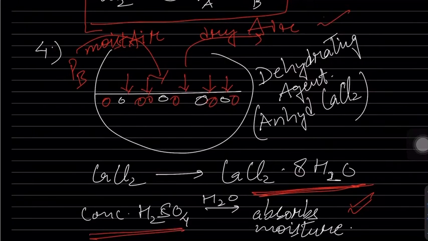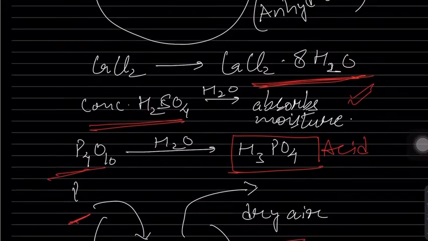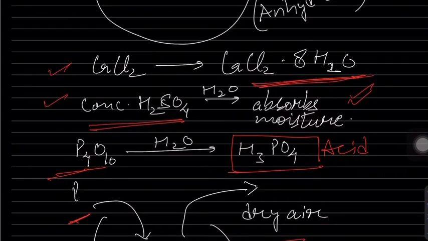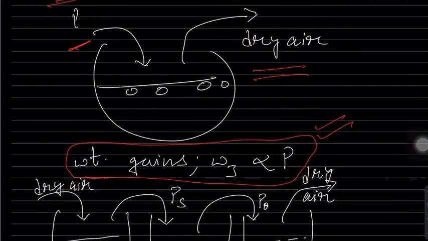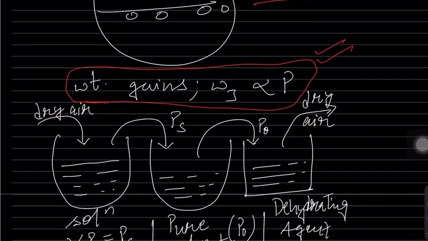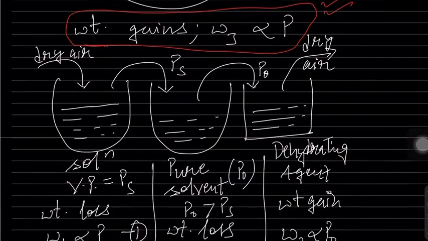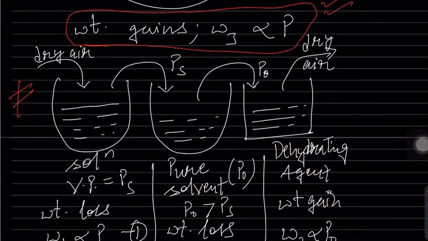So there are 3 examples of dehydrating agents which can be used, and weight gain will be directly proportional to P, which is written over here, which simply means weight gain or loss is directly proportional to the vapor pressure of the incoming or outgoing air. Now we have the theory of this Ostwald and Walker method.